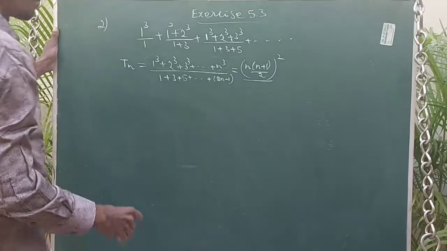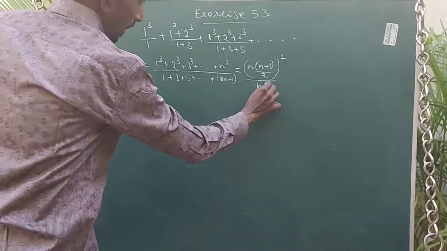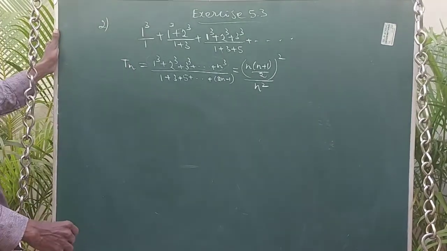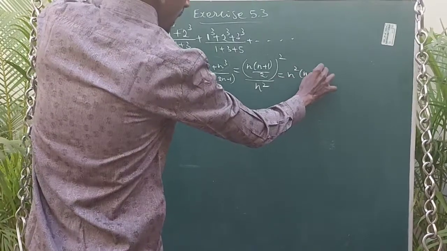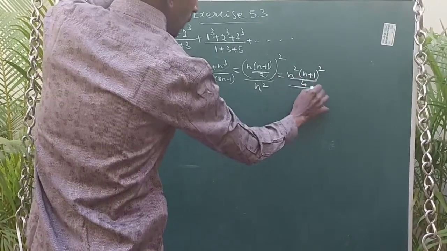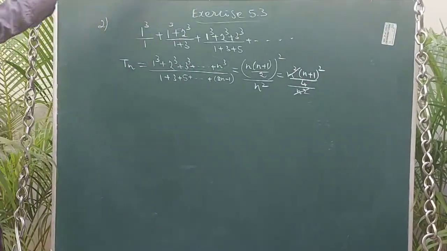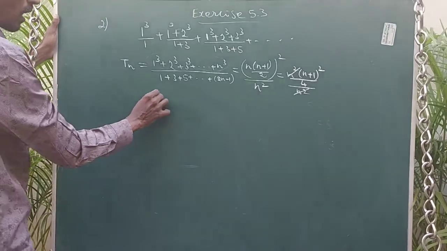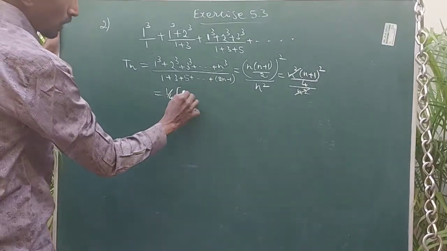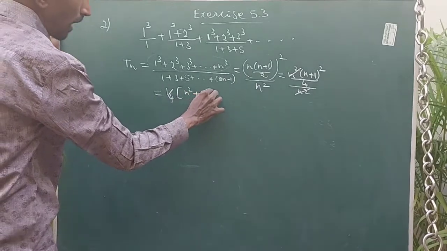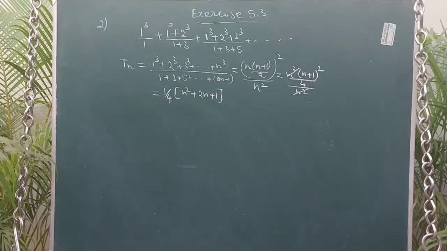Similarly, there is a result: the sum of the first n odd natural numbers is n square. My dear student, remember both the things. If we simplify this, n square into n plus 1 the whole square by 4 by n square, this n square cancels. We are getting n plus 1 the whole square by 4. It can be written as 1 by 4 into n plus 1 the whole square, expansion n square plus 2n plus 1. Our aim is to find the sum of the first 17 terms.